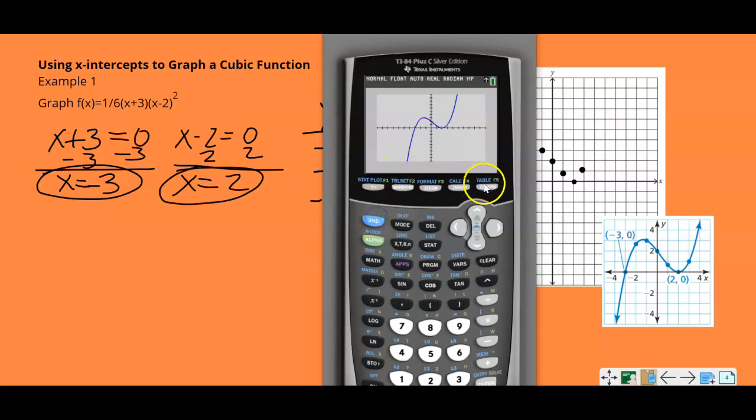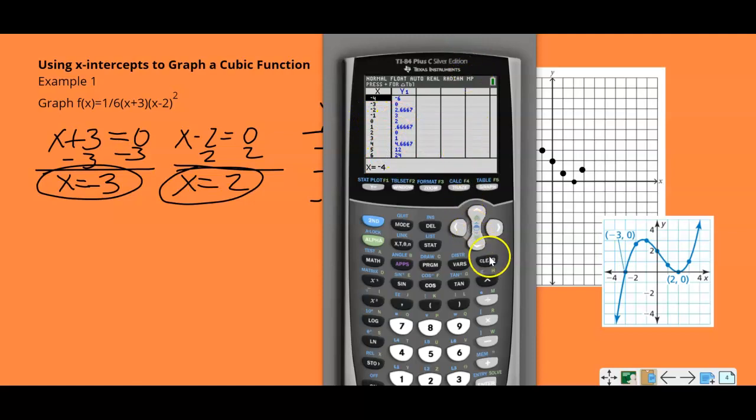Again, if you do second table, that's going to give you your points, and you can scroll up and down and see -4,6 was one of the points, -1,3, 0,2. Those are some of the points that we use to graph this function.